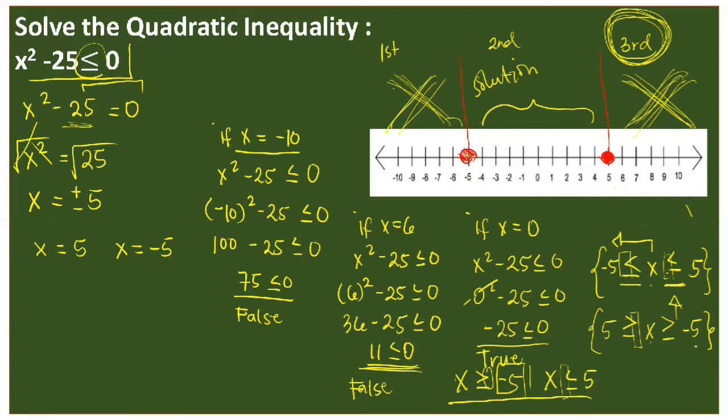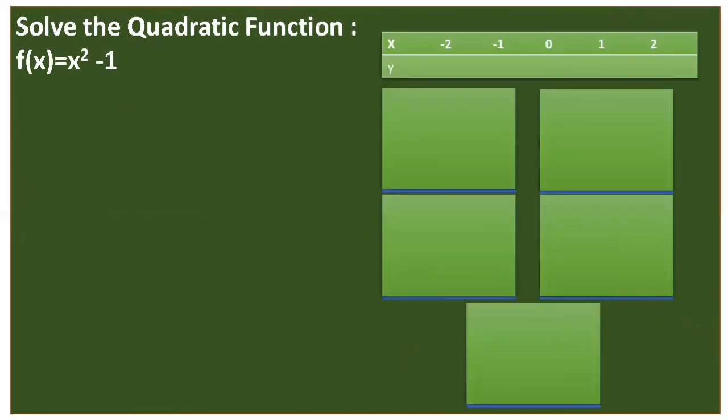So, this is how we solve or get the interval notation of our quadratic inequality. So, our final answer will end in interval notation. Now we have solved the quadratic equation and inequality. Let's have the quadratic function. In a quadratic function, we need to consider many things before finding the final answer.